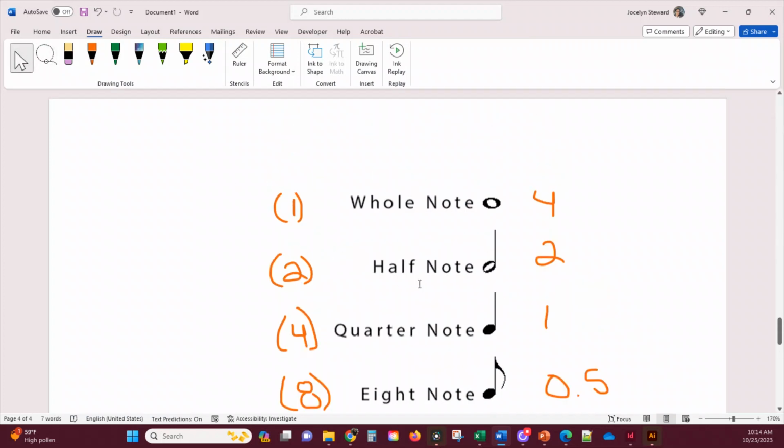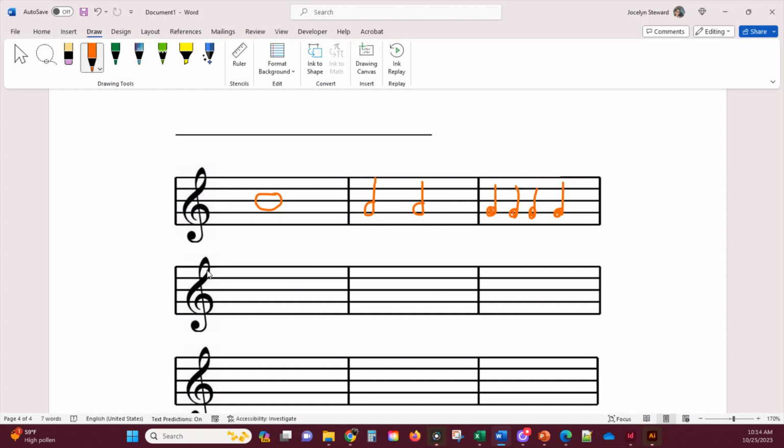So let's go back up here and let's look at what that looks like. There's a little flag here. 2, 4, 5, 6, 8. Okay, so let's clap this out again. 1, 2, 3, 4. 1, 2, 3, 4. 1, 2, 3, 4. 1, 2, 3, 4, 5, 6, 7, 8.